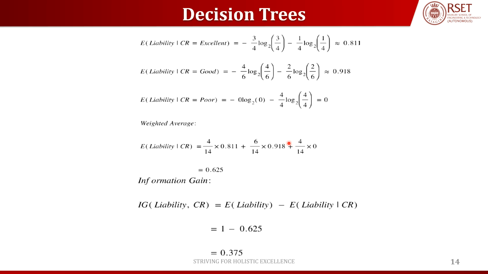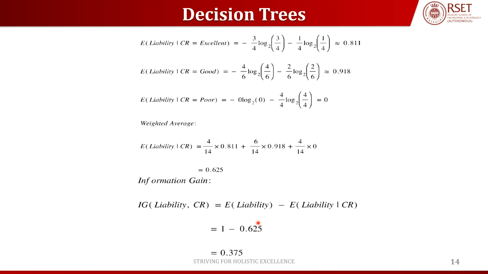Then after that, we'll calculate the weighted average entropy. The excellent group has 4 observations out of 14, so its weight is 4 by 14. The good group has 6 observations out of 14, so its weight is 6 by 14. And the poor group has 4 observations out of 14, so the weight is 4 by 14. And we'll finally calculate the information gain by subtracting the weighted average entropy from the initial or parent entropy.